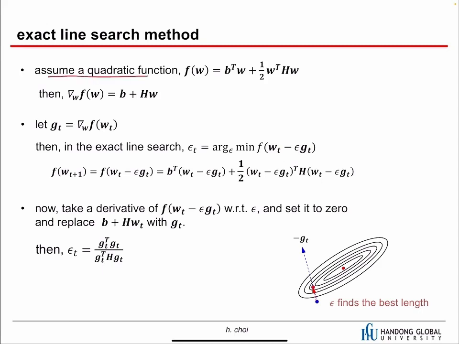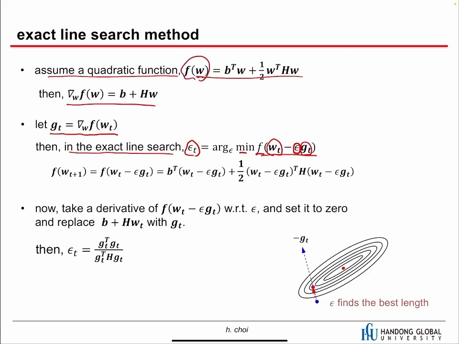So assume a quadratic function like this, and this is a gradient. Let g_t be the gradient. Then in the exact line search, epsilon_t will minimize this function. From w_t we calculate the derivative of this function, and with this gradient, now the gradient is fixed. The gradient is given, and with a different learning rate, we are going to minimize this function. So don't get confused. We are interested in minimizing this function with respect to w.